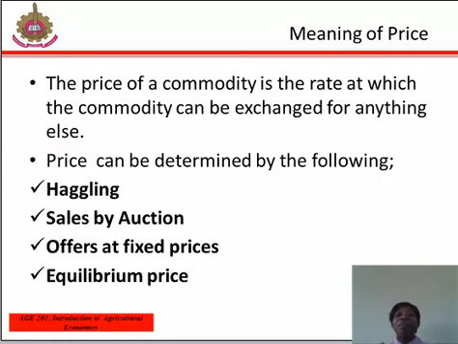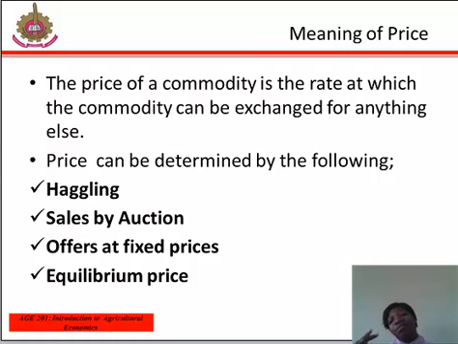Therefore, prices are being determined by the following processes. We have sales by auction, offers at fixed prices, and we have equilibrium prices. Let's take them one after the other. Sales by auction. This involves one seller and a number of prospective buyers. The good is offered for sale, but the buyers bid it up and the good is sold to the highest bidder. That is, one prepared to pay the highest price.